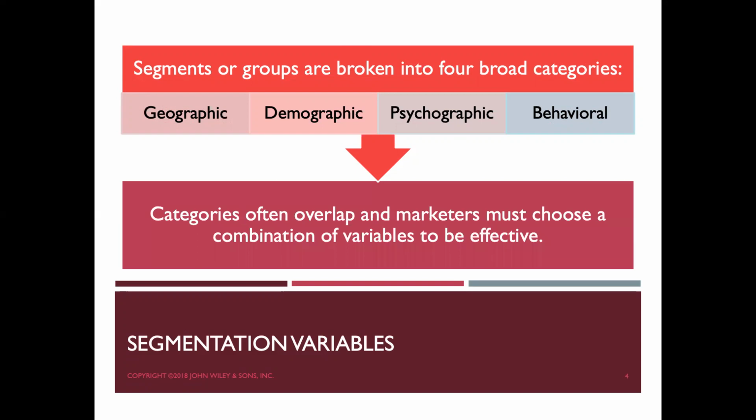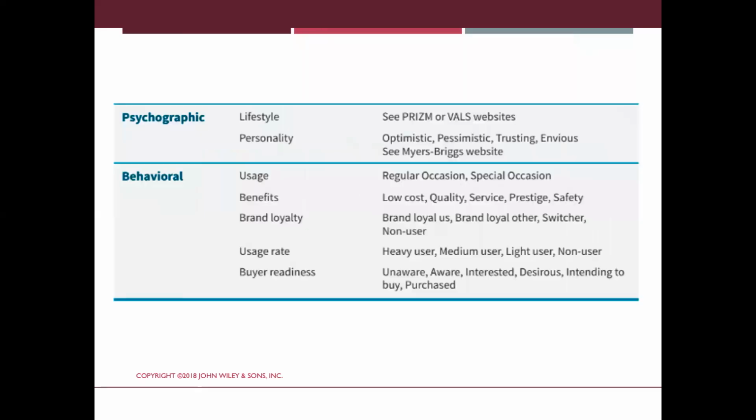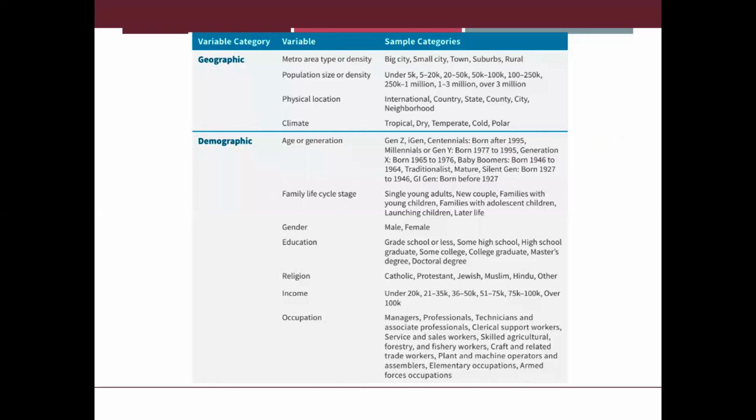A lot of times these can overlap, and we have to choose the combination of variables we want to be most effective. We're going to look at each of these quickly here, and then break them down a little better in a minute. Geographic obviously means where we are. We could look at the type of city someone lives in. Do they live in a big city, a small town, the suburbs, or a rural area?